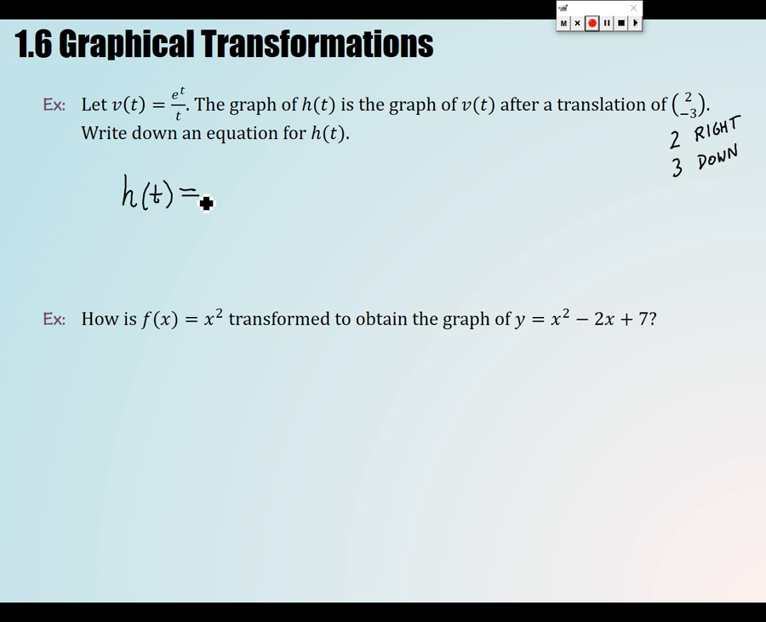Yeah, so this is just giving you physical instructions on how to move it. In the end, I want this graph to move 2 to the right and 3 down. So whatever, right, that's the instruction.